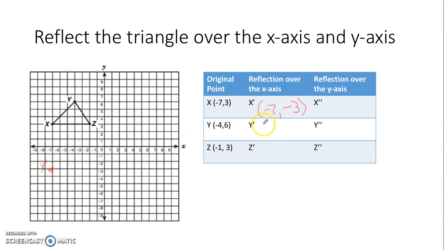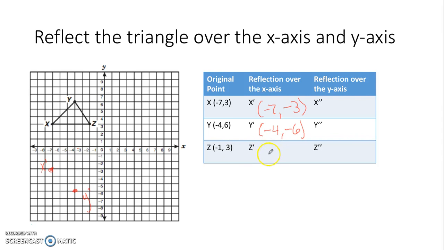We're going to do the same thing with Y. The x value in the ordered pair stays the same, but the y would be the opposite. So this one we have negative 4, negative 6. So 1, 2, 3, 4, 5, and 6. And that would be Y prime.